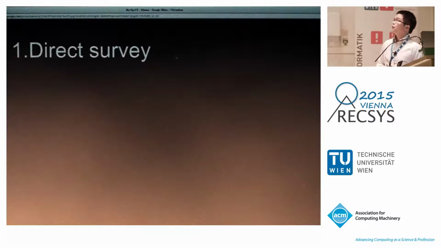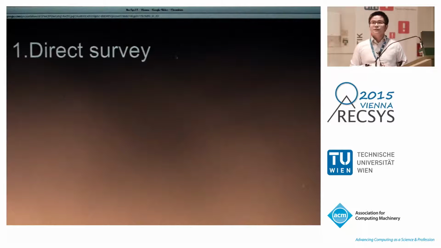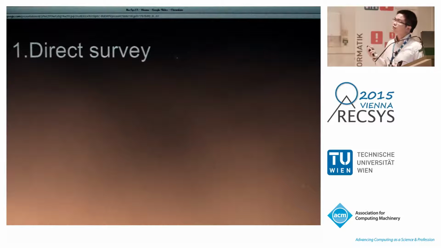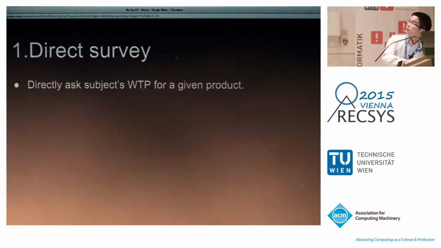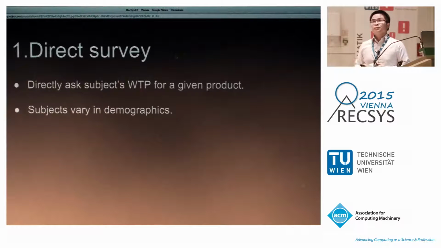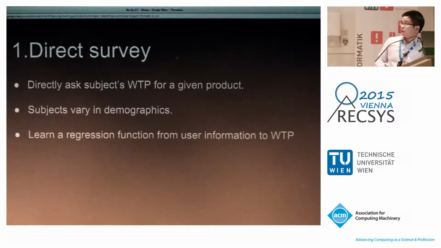Category number one, direct survey. This is straightforward, right? The experiment practitioner just picks a yellow book, turns some pages, picks a phone number, dials the number and asks, how much do you want to pay for this shampoo, right? It's very straightforward. Usually they pick subjects with diverse attributes, varying with demographic information. By doing this, the experiment practitioner is able to learn a regression function from user information to willingness to pay.